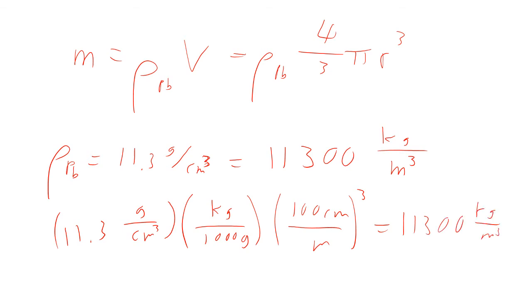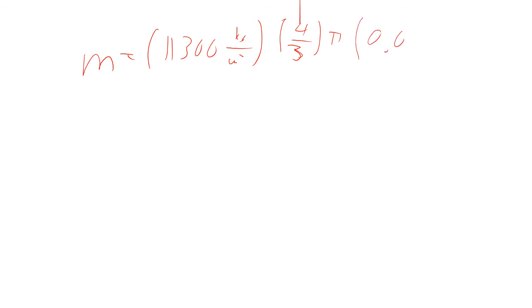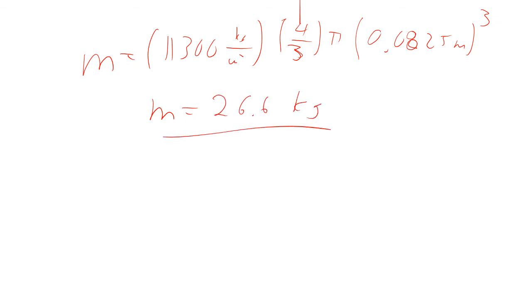So we plug that number in up here for mass. And so the mass would be 11,300 kilograms per meter cubed times 4/3 times pi times the radius, which is going to be 0.0825 meters cubed. And so the mass comes out to be 26.6 kilograms.